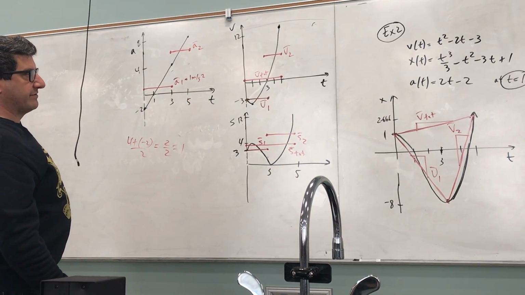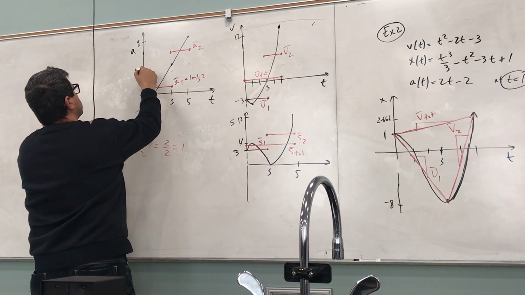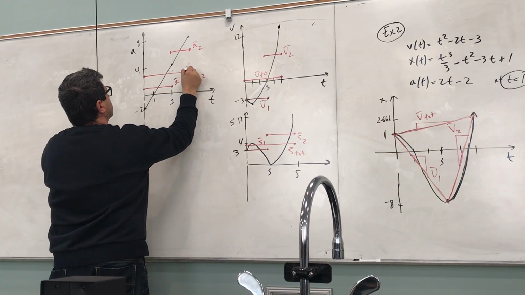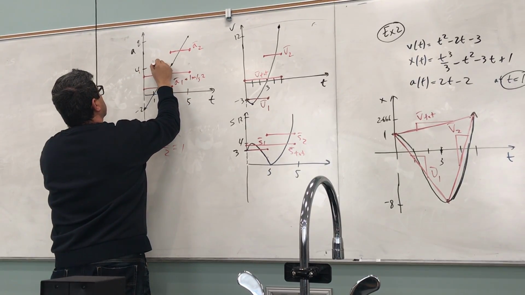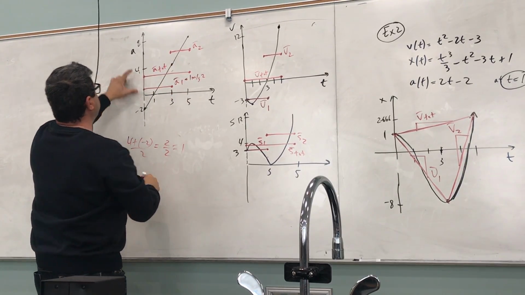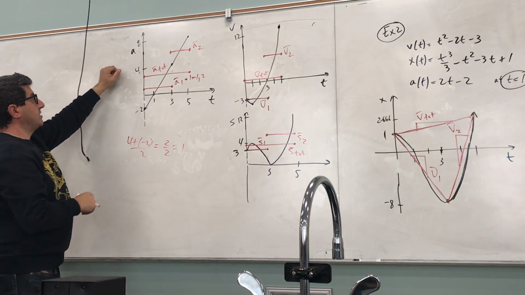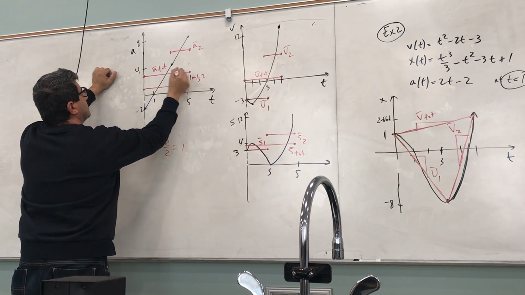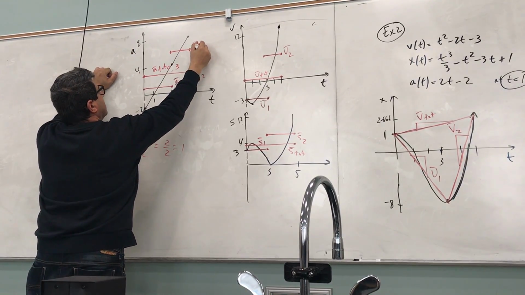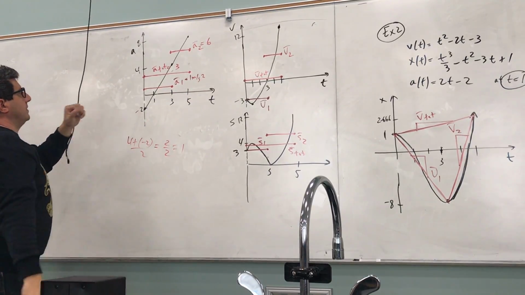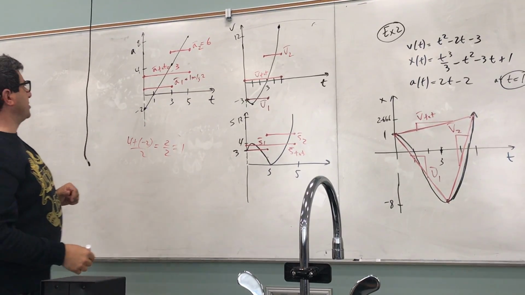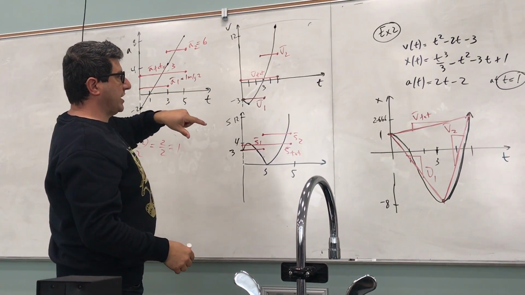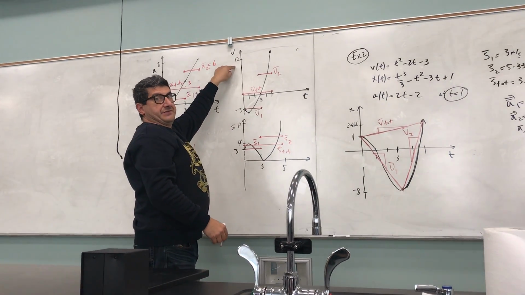And then the total average A is 3, which is the midpoint of negative 2 and 8. That's 3. Okay? And then the last thing to do is to show the average A's on the V graph.